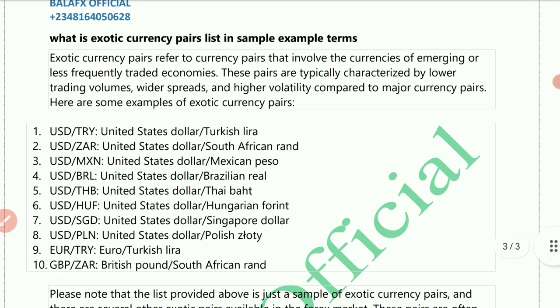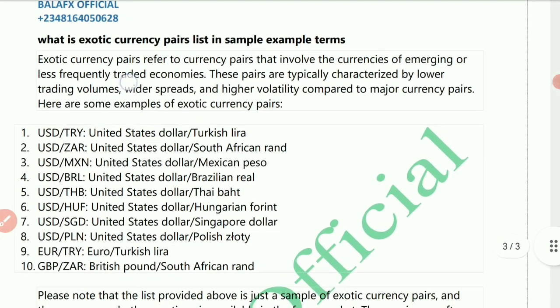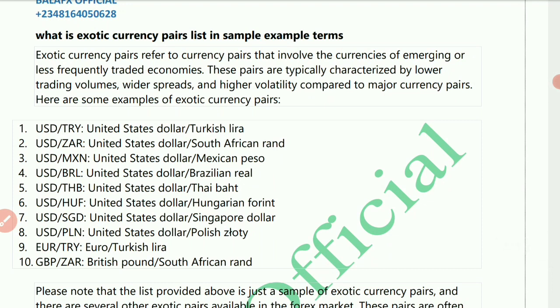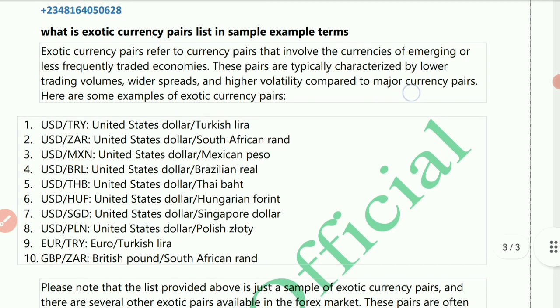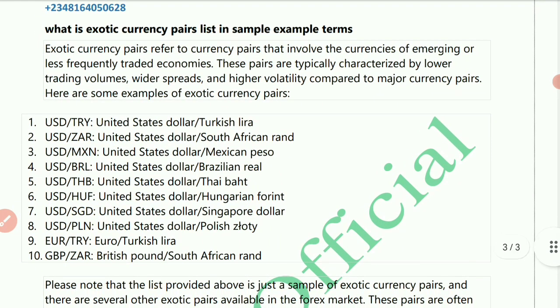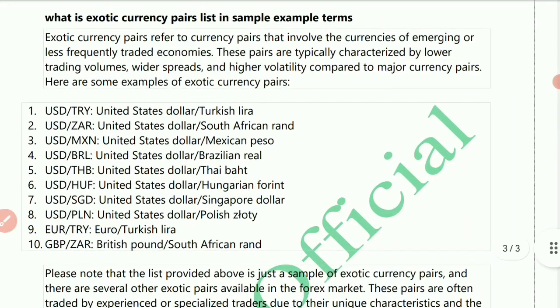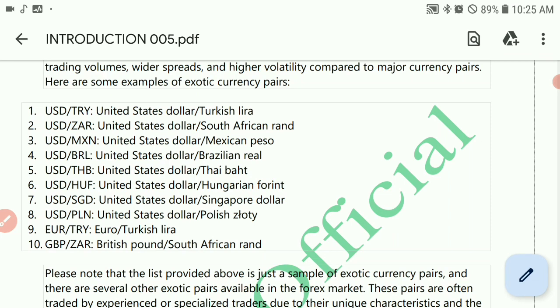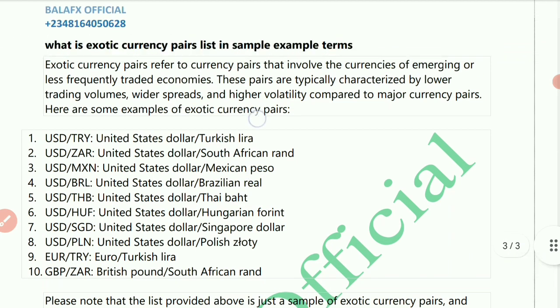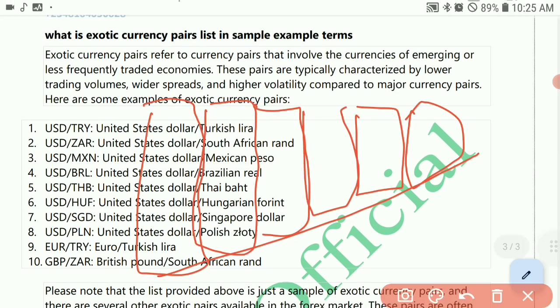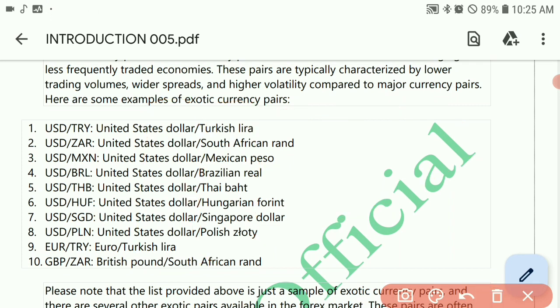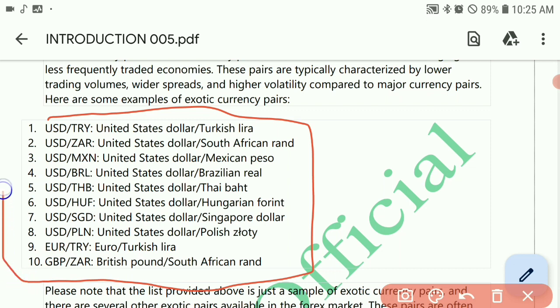An exotic currency pair refers to a currency pair that involves the currency of an emerging or less frequently traded economy. These pairs are typically characterized by lower trading volumes, wide spreads, and high volatility compared to major currency pairs. So these are the list of exotic pairs. We don't trade them much. The people that trade these are mostly banks and individuals.